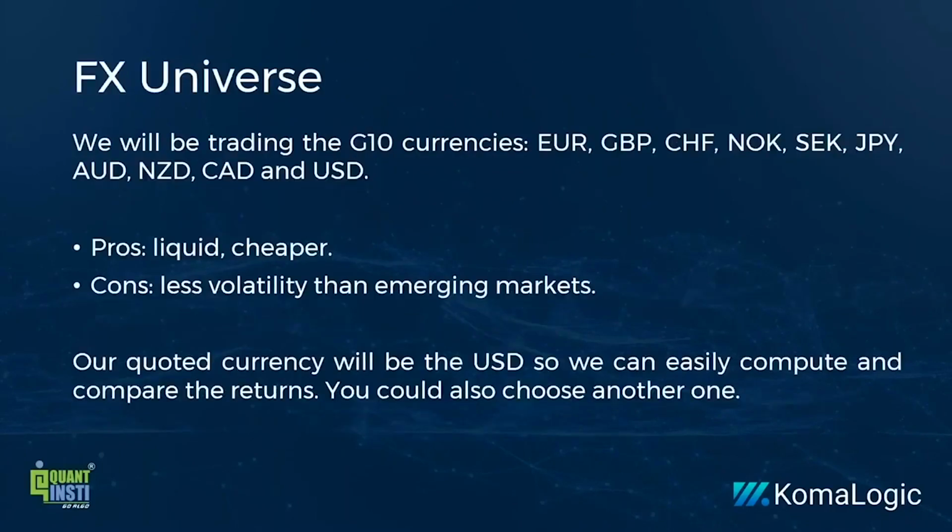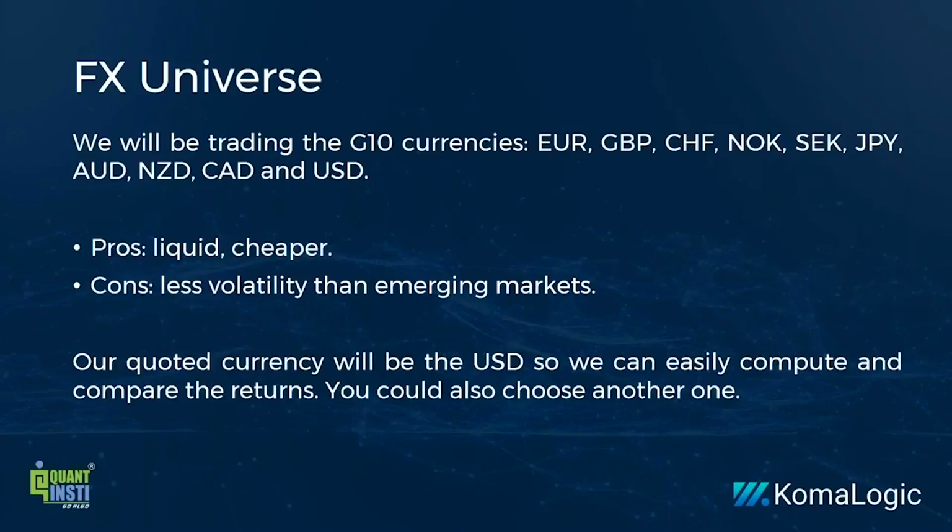Okay, so as I mentioned, we will be using the G10 currencies, which are the euro, the sterling pound, Swiss franc, both the Norwegian and Swedish krona, the Japanese yen, Australian dollar, New Zealand dollar, Canadian dollar, and finally the US dollar. But of course, this selection has pros and cons. Which are our pros here? These currencies are very, very liquid, and this means that they are cheaper in terms of spread. You know, the more liquidity, the lesser the spread.